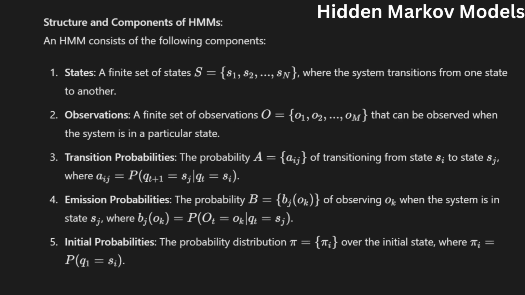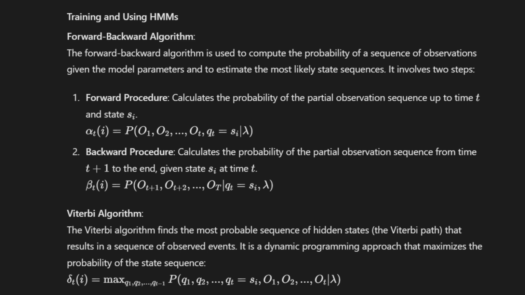Structure and components of a hidden Markov model, like states, observations, transition probabilities, emission probabilities, and initial probabilities. You can see this on the screen.